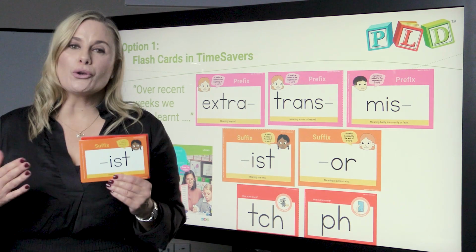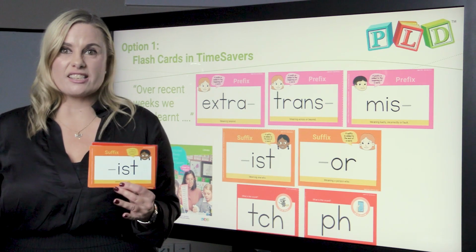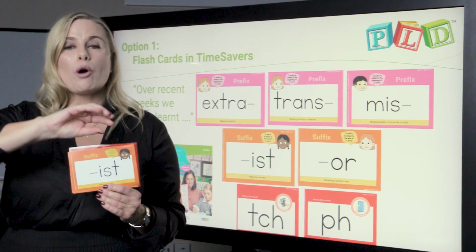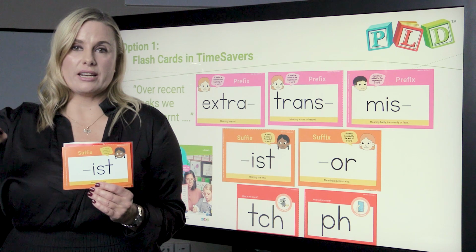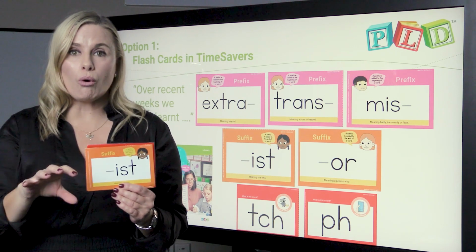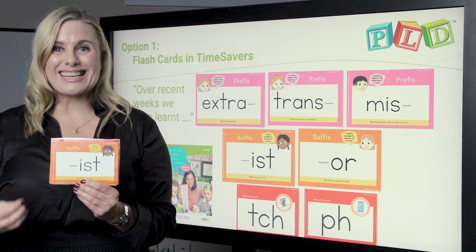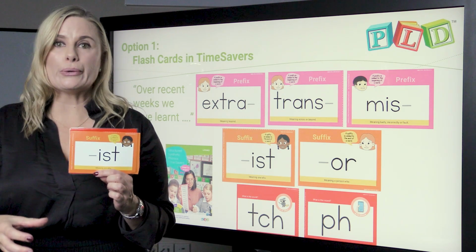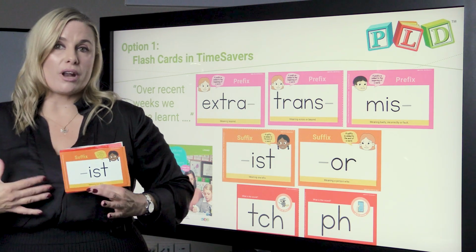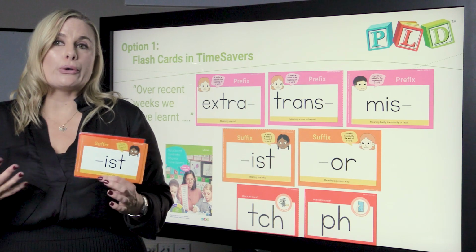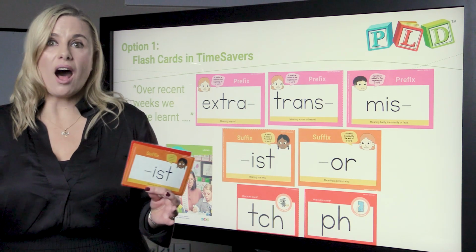Group 2, you have been learning suffixes. Well, what are suffixes? They are a group of letters that go at the end of a word. Now, they may change the meaning of the word or how the word is used. We have looked at the suffix ist. It is one who. So, for example, if I were an artist, I am one who practices art.